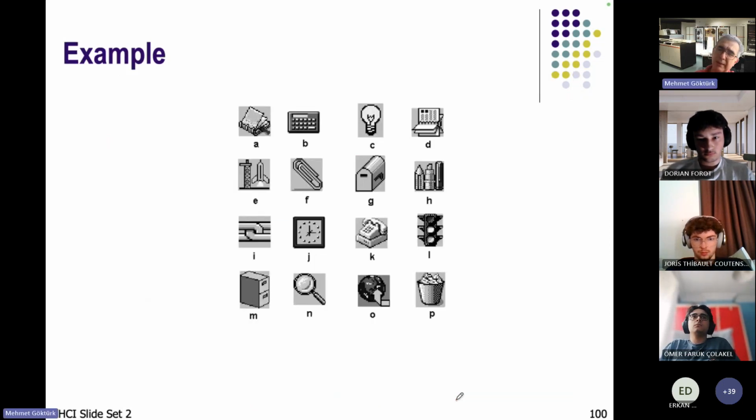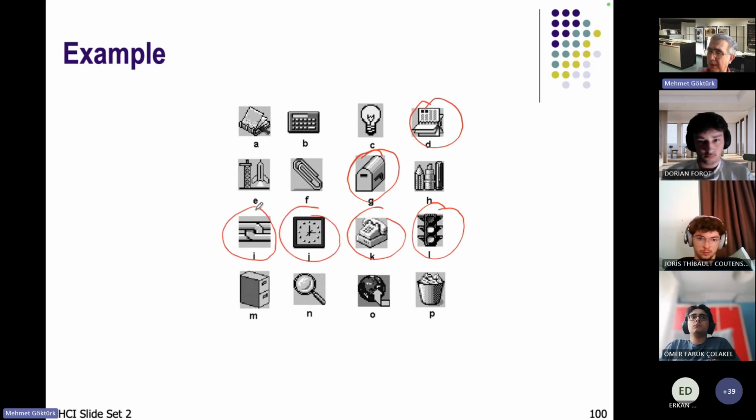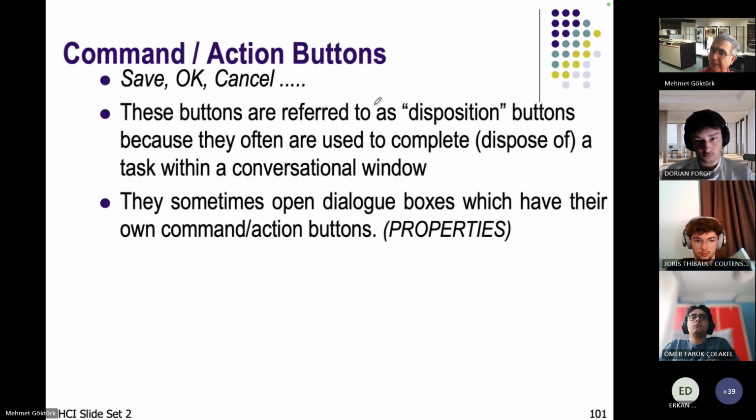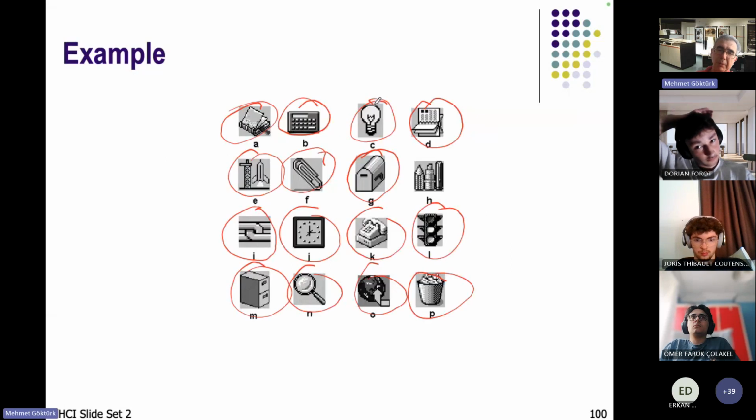There are some examples from the book. Famous mailbox, calendar, traffic light, call, time, link, launch, folder, file cabinet, trash, etc. Internet, search, attach, calculate, directory. I don't know if this is what that is. So there are some commonly understood icons.